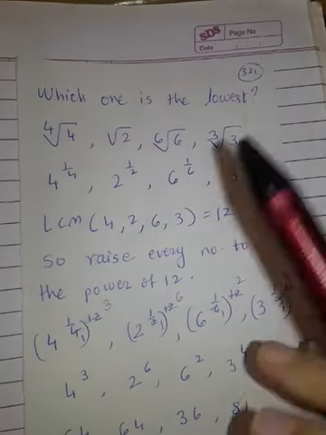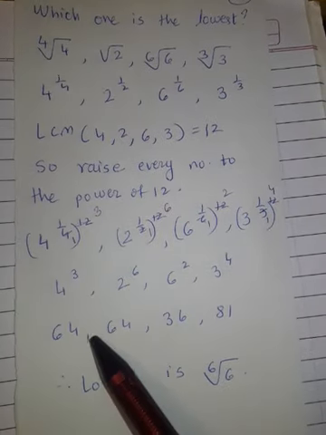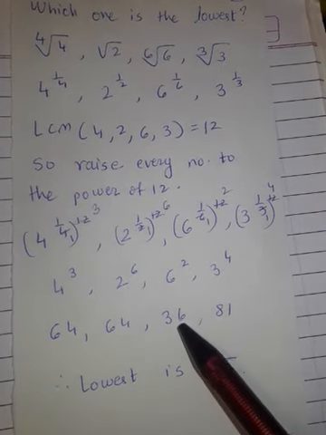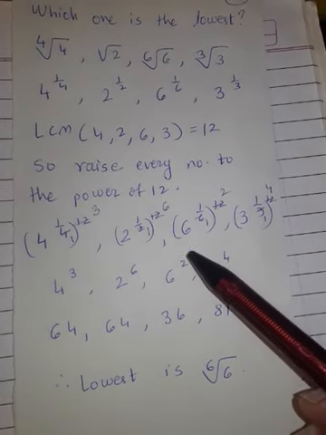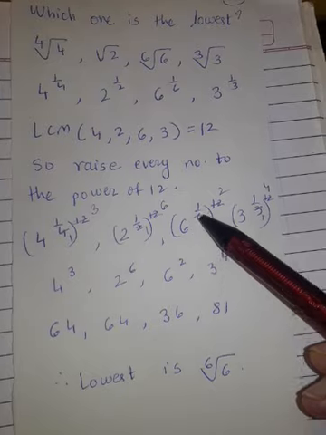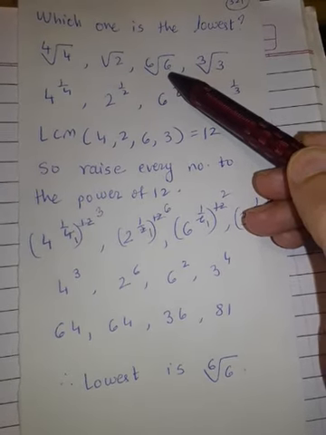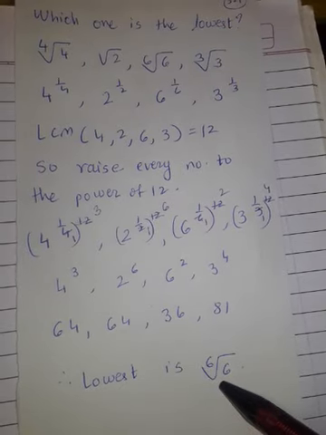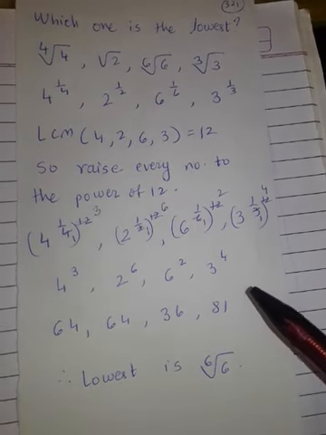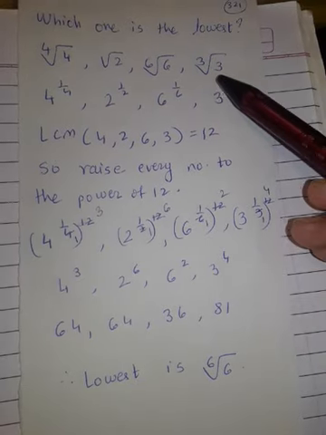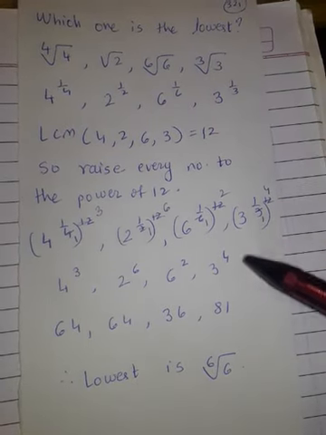Which one of these numbers is the lowest? 36 is lowest, that is 6 square, which pertains to this number. So 6th root of 6 is the lowest. If they ask you highest, this is highest, which pertains to 3rd root of 3.